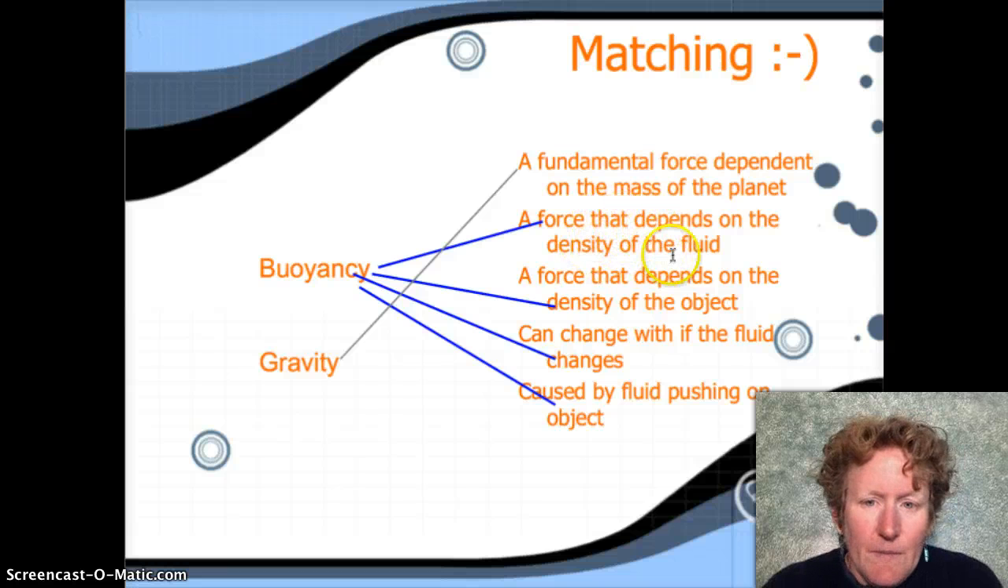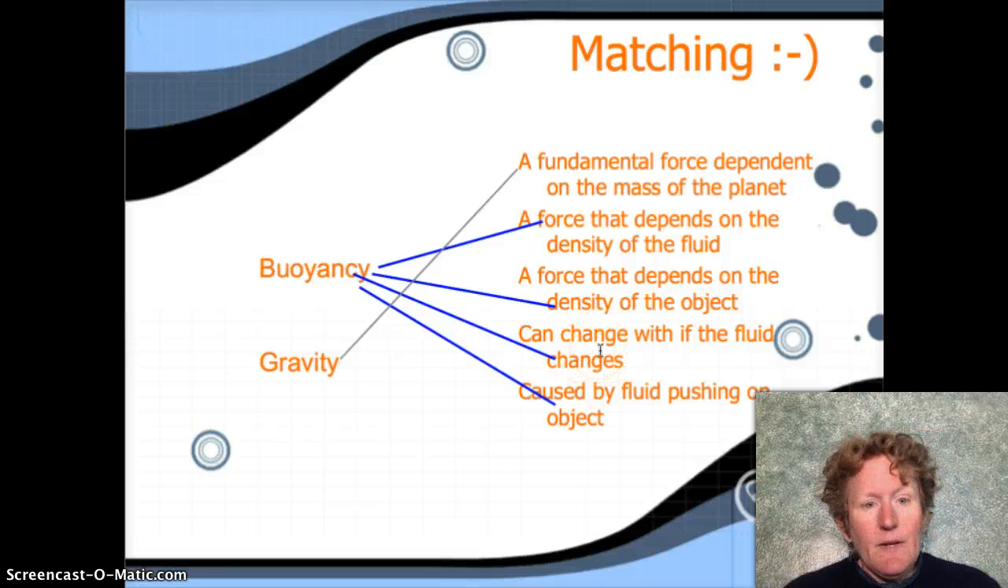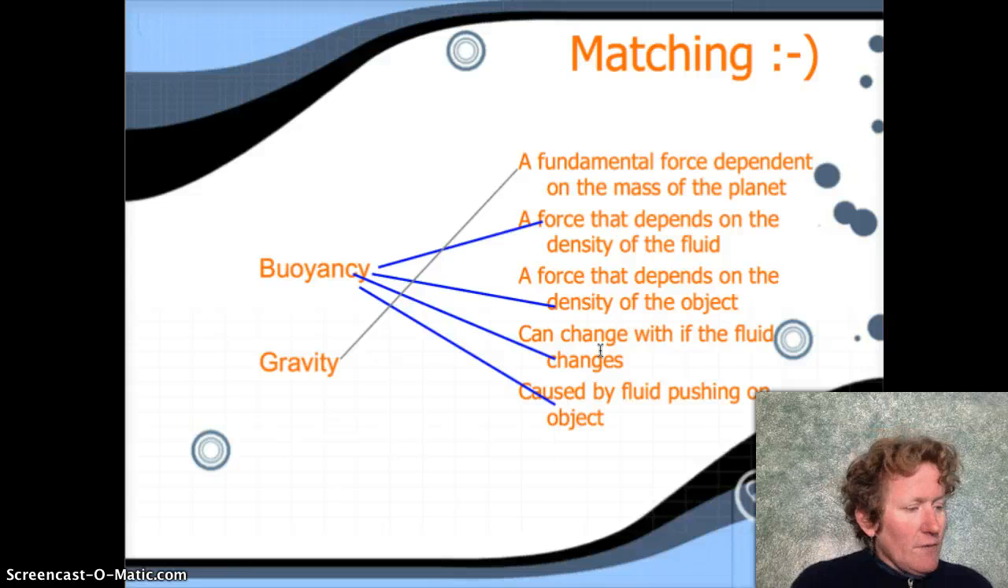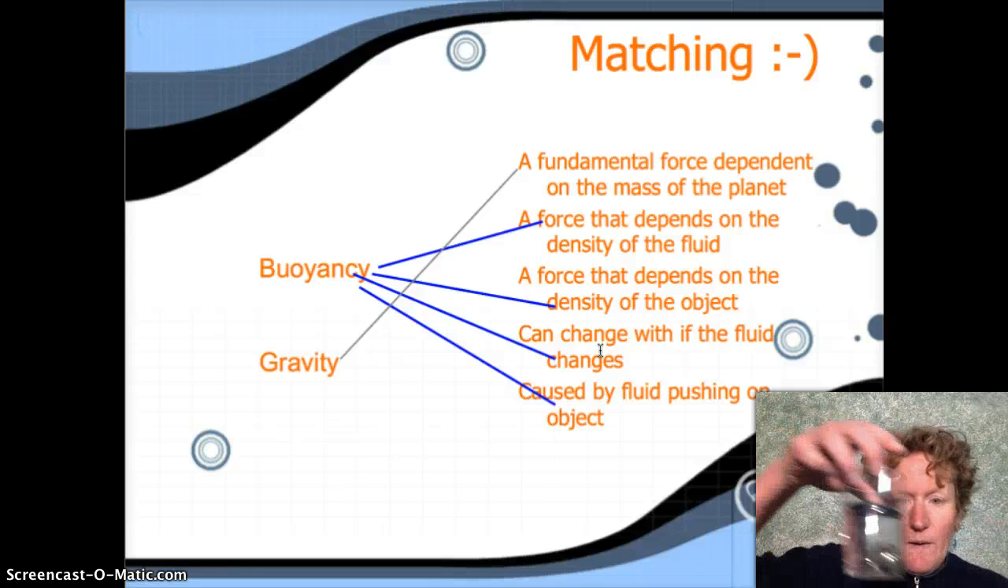The force that it changes with the fluid changes. So there's a different buoyancy if you're floating around in soap than if you're floating around in water.